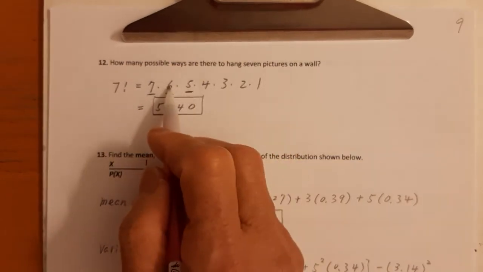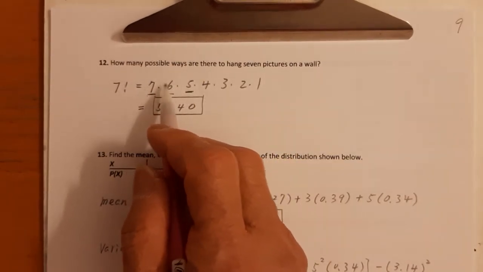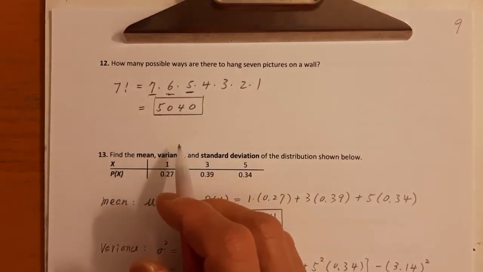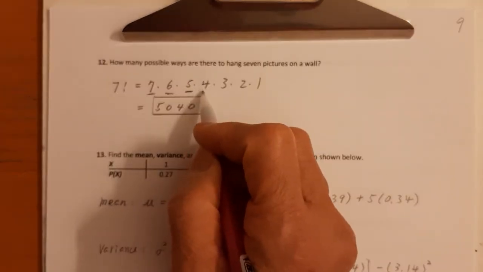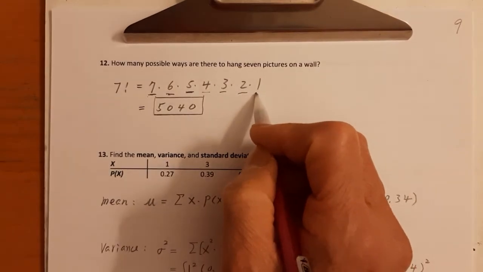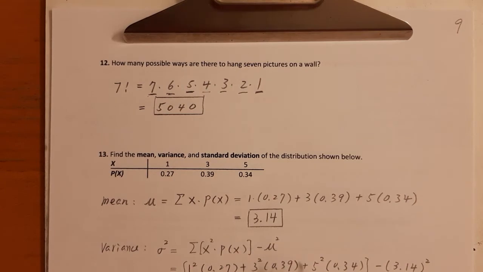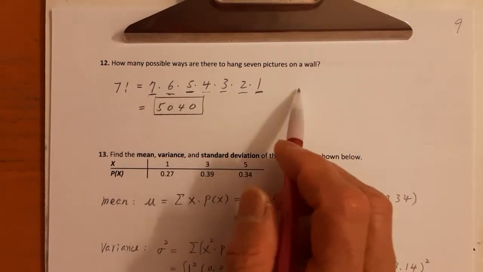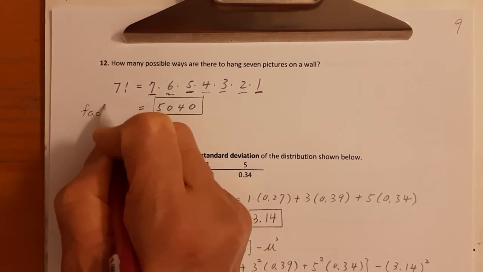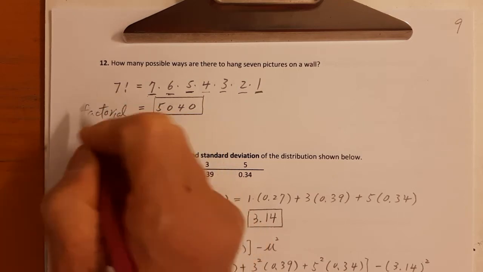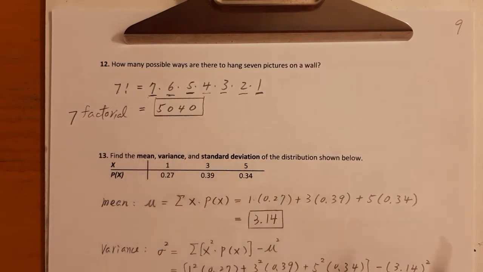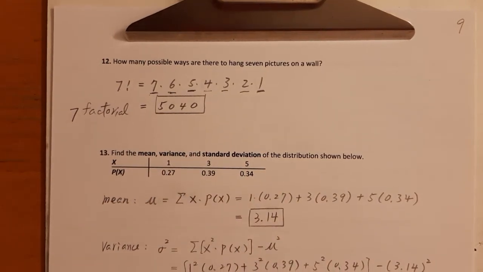Then once you have chosen 2 pictures for the first and the second, 5 pictures remain for the third position. Then next is 4 choices, then 3 choices, then 2 choices, until only 1 picture remains. So it's only 1 choice, and you multiply together. This we call 7 factorial. 7 factorial, you multiply together to get 5,040 possible ways.